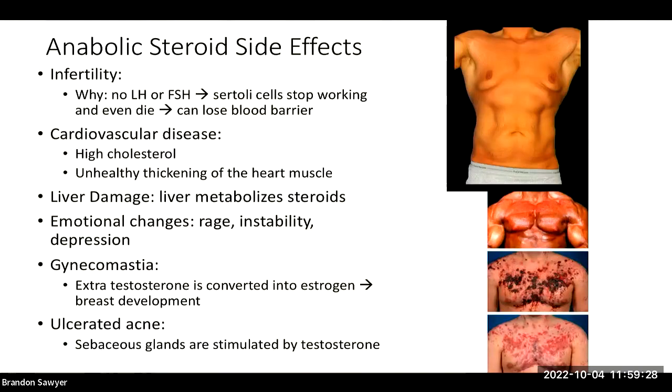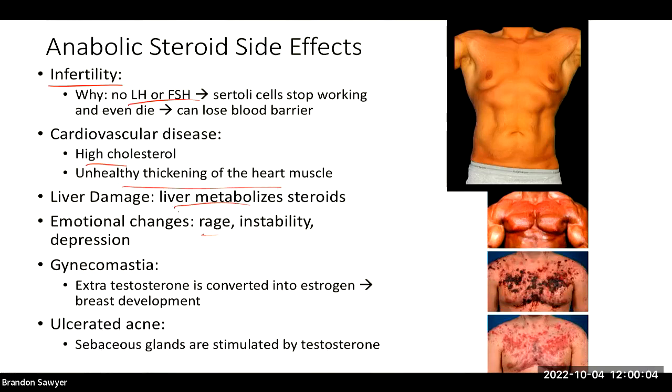Okay, so anabolic steroid side effects. Infertility, we just talked through that one, right? If there's no or low LH and FSH, Sertoli cells stop working or can even die. Without stimulation at all, they can die off and lead to the loss of the blood-testis barrier, which would destroy any chance of sperm production in the future as well. Cardiovascular disease leads to high cholesterol levels and unusual thickening of the heart muscle. It can also damage the liver, because the liver metabolizes the steroids for us when we're given too much.